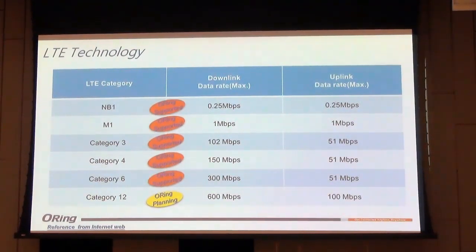In LTE, there are different speeds to separate different categories. They are separated into Cat-M1 and NB1, and categories 3, 4, 6 to 12, to provide different download and upload speeds. At Oring, we support almost all categories, so you can choose the different cellular spec for your application or your project. For Category 12, we plan to have the enhancement by the end of this year.